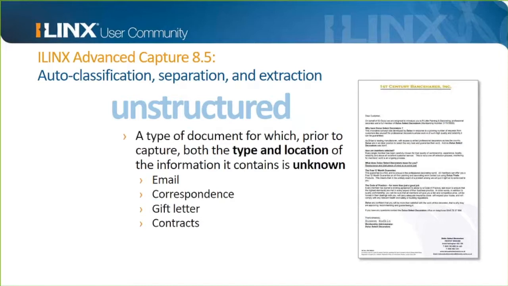The last one is unstructured, and these are probably the most difficult just because they can be anything: email, correspondence, a gift letter, a contract. We suspect there would be information in a particular gift letter, but we have no idea where it would be, and maybe even the type is a little iffy too. So these can be challenging to set up, but the system provides some really nice tools to allow you to classify and then dig in and pull information out if needed.